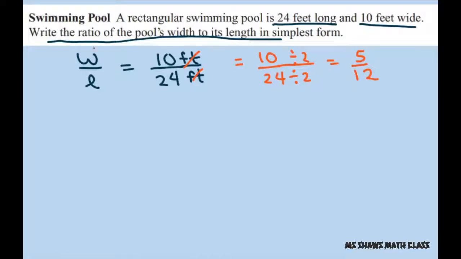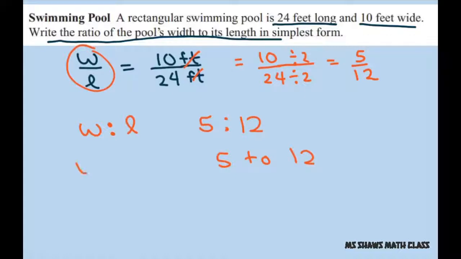So that's your width to length, 5 to 12. Just make sure you keep it in order. Or you could say 12 to 5 if it said length to width.